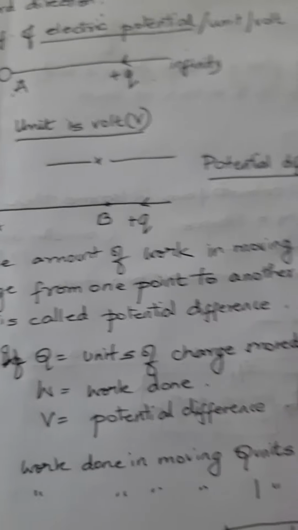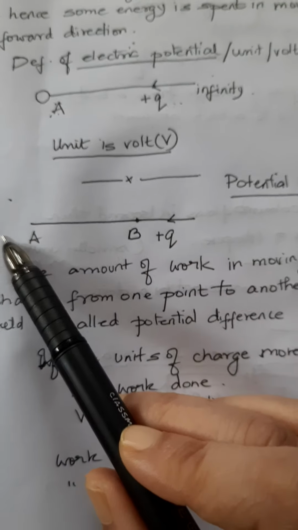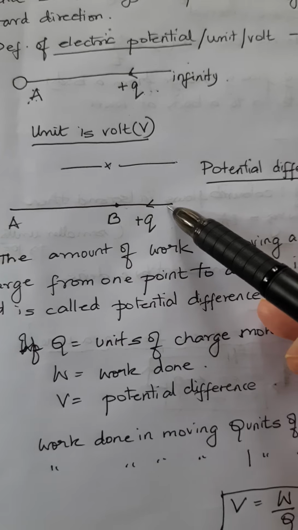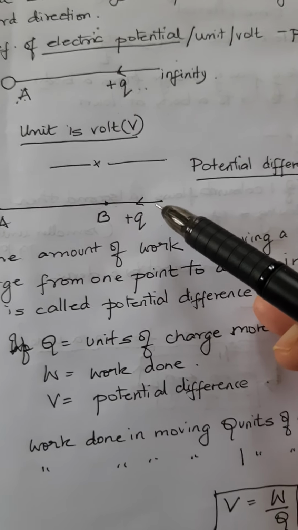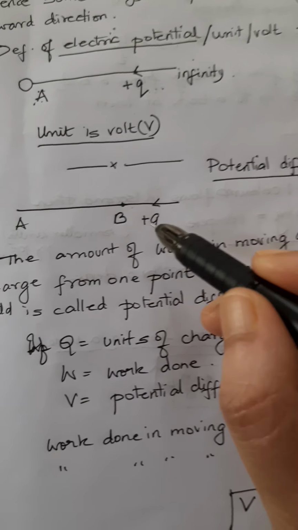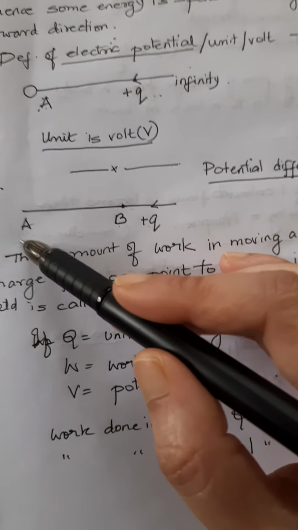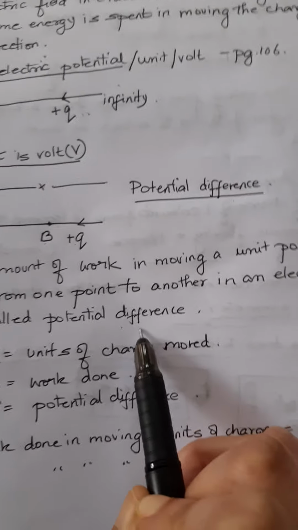Now, potential difference is nothing but this: if there are 2 points in a conductor and a unit positive charge, say Q, the amount of work done to move this charge from one point to the other is called the potential difference.